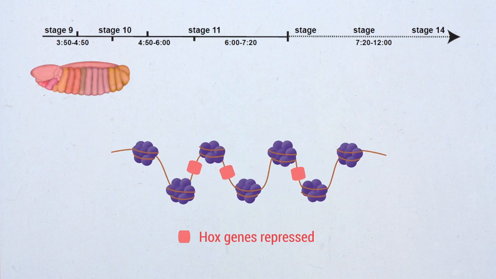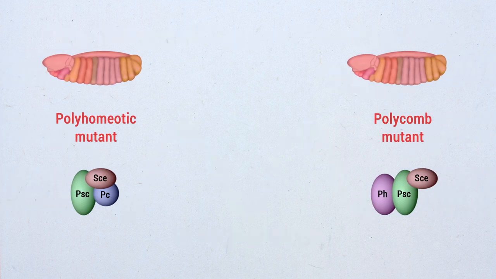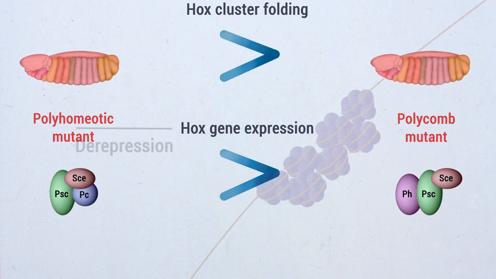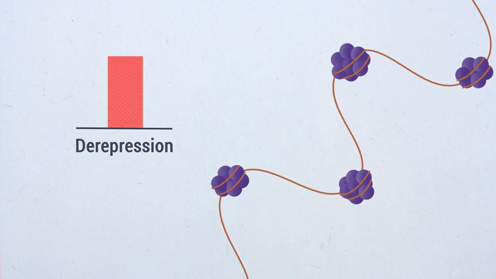During later embryogenesis, we observe further chromatin opening at Hox complexes in both Polyhomeotic and Polycomb mutants, which is coupled to strong deregulation of Hox genes at this stage of development. Moreover, the differential effects of Polyhomeotic and Polycomb on Hox cluster folding match the differences in ectopic Hox gene expression observed in these two mutants, suggesting that the degree of Hox derepression in polycomb group mutants depends on the degree of structural constraints imposed by each polycomb group component.